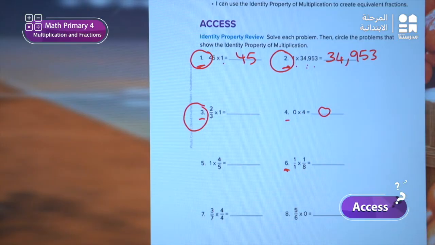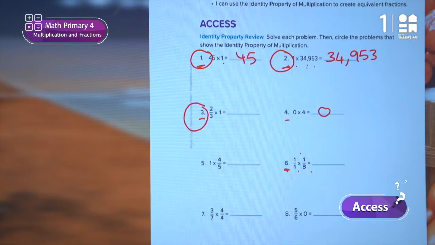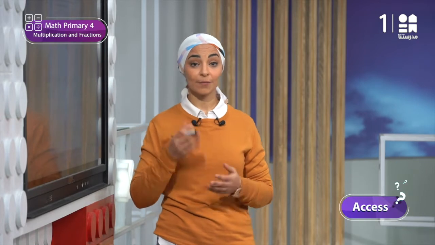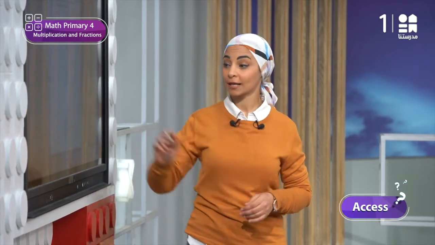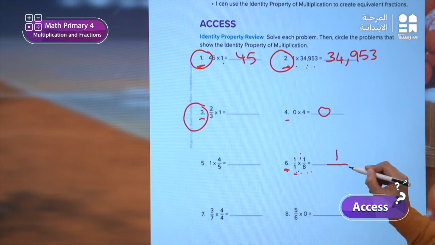This one. Problem number 6 is telling me to multiply 1 over 1 times 1 over 8. Because the numerator and denominator are the same in 1 over 1, this means the fraction equals 1 whole. So 1 over 1 equals 1 whole. So it is exactly like doing 1 over 8 times 1. The answer will be the same fraction, which is 1 over 8.